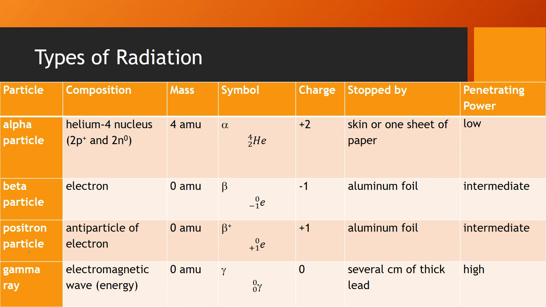Gamma rays are the ones we really have to look out for. The reason why is these 3 are particles. This one is a ray or energy, no different than electromagnetic energy like visible light or X-rays. Because it's a wave or energy, it starts to get to be more dangerous and harder to deal with. It doesn't have mass, because it's energy, and it doesn't have a charge. So we show it as the Greek letter gamma with a mass of 0 and no charge.